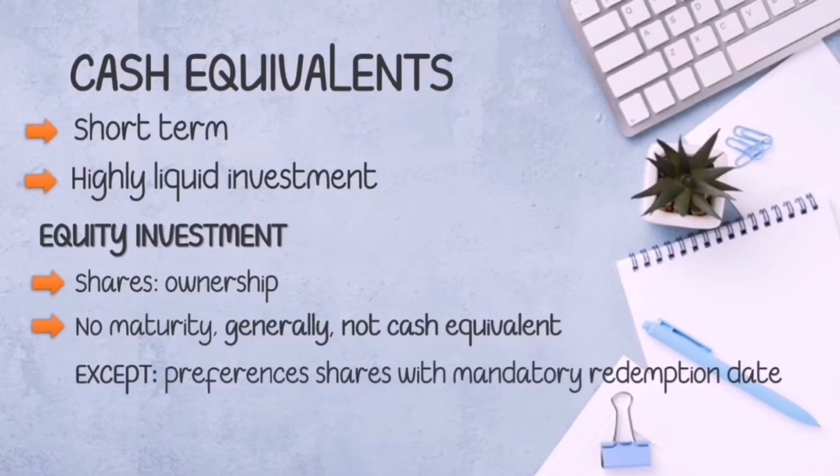However, may exception sa rule. Exception is preference shares with mandatory redemption date, and yung redemption date niya must be 3 months or less. So kapag 3 months or less, pasok siya sa cash equivalents. So ano ba tong preference shares with mandatory redemption date? It is the time wherein yung corporation ay ibabuyback niya yung shares at a predetermined price according sa agreement. So dapat itong buyback ng shares by the corporation must be mandatory. So in short, parang meron na siyang maturity date.